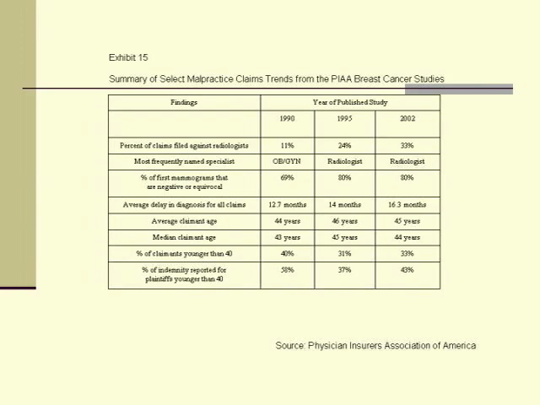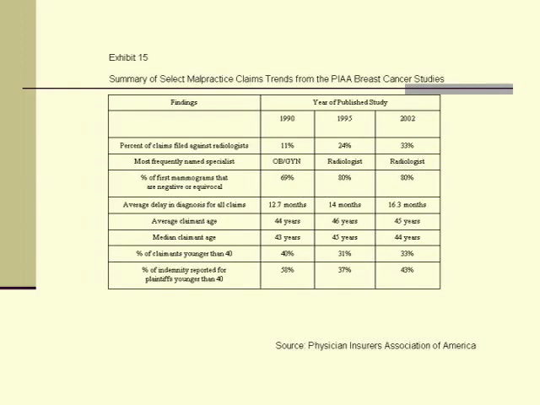And here's just the graph, a summary of the malpractice claims from 1990, 1995, and 2002. One can see that the percentage of claims against the radiologist has increased from 11% in 1990, sort of reflecting our role actually in what we're doing, to 33% of claims filed against the radiologist in 2002. And the most frequent specialty that was named, again in 1990, the OBGYN, and when the consortium did their published study, 24% and 33% in 2002.